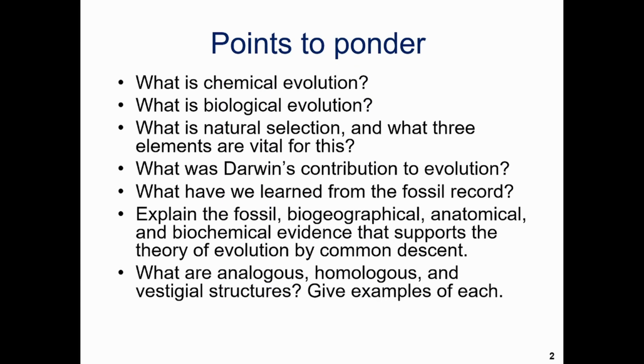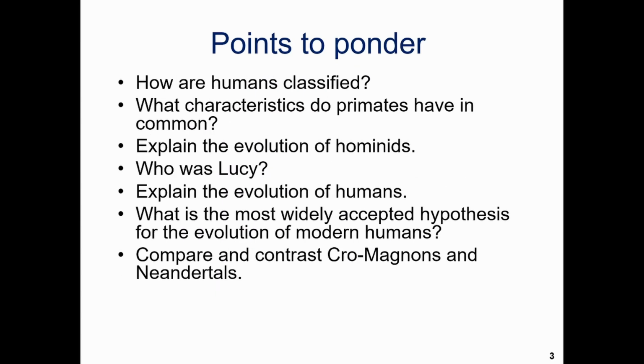We're also going to look at analogous, homologous, and vestigial structures and identify some examples for each of those. Additionally, we're going to classify humans, where we fall in the grand scheme of things, and look at the characteristics that we have in common with primates. We're going to talk about the evolution of hominids and who Lucy is. We're going to explain the evolution of humans, and then what the most widely accepted hypothesis is for the evolution of modern humans, and compare and contrast Cro-Magnons and Neanderthals.